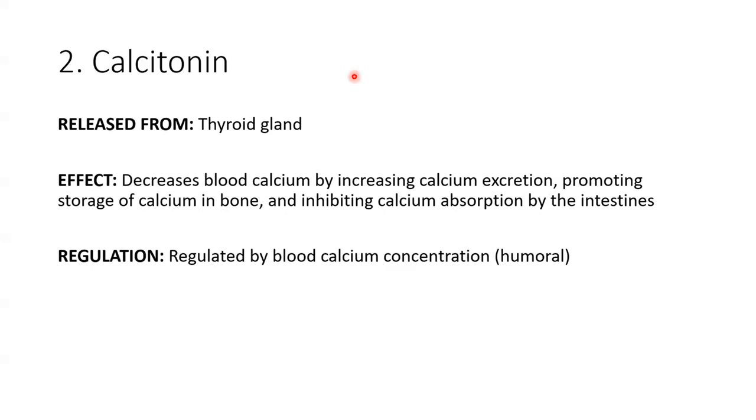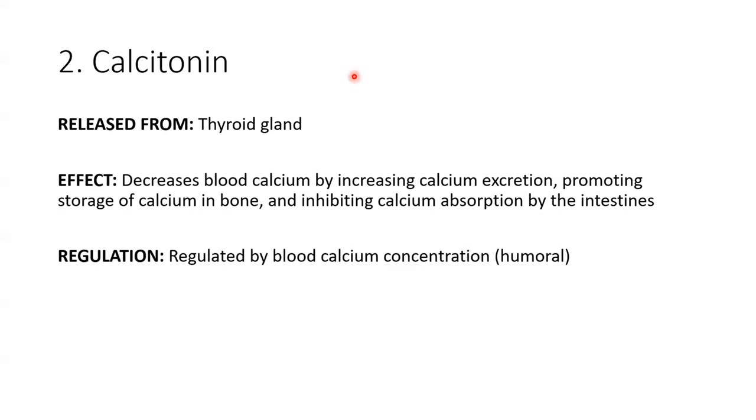The secretion of calcitonin is controlled by a negative feedback loop. So when blood calcium levels are high, calcitonin is released, and it has these actions to reduce blood calcium. When blood calcium levels go back down, calcitonin is no longer produced and released.